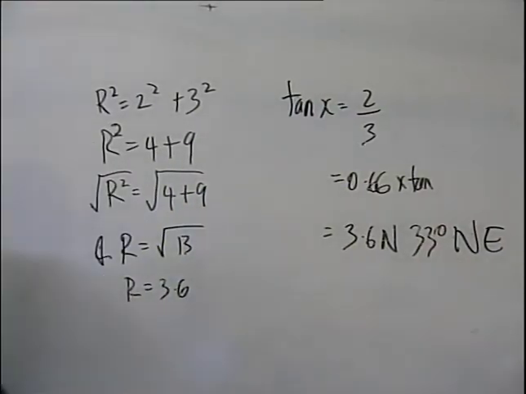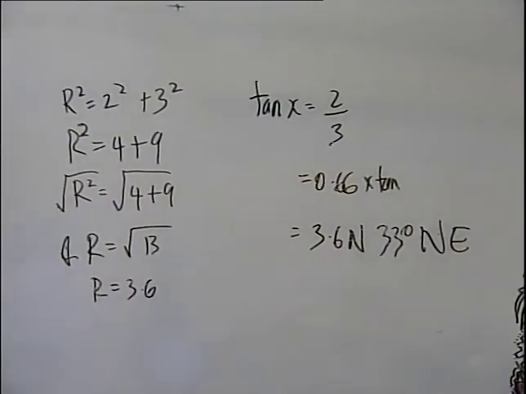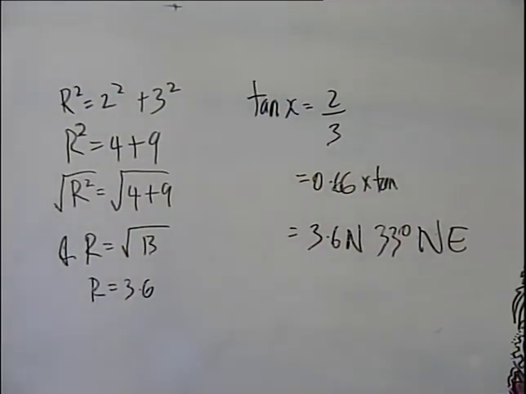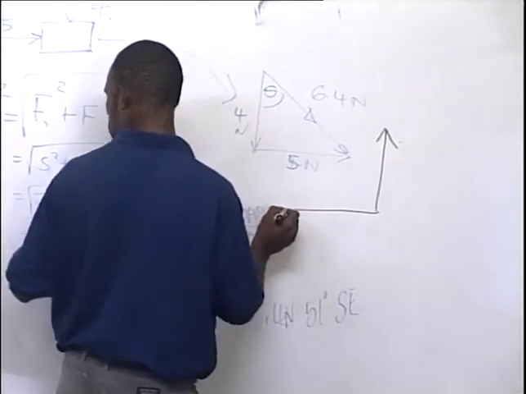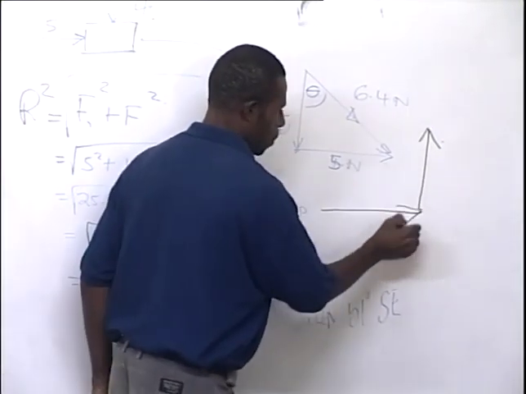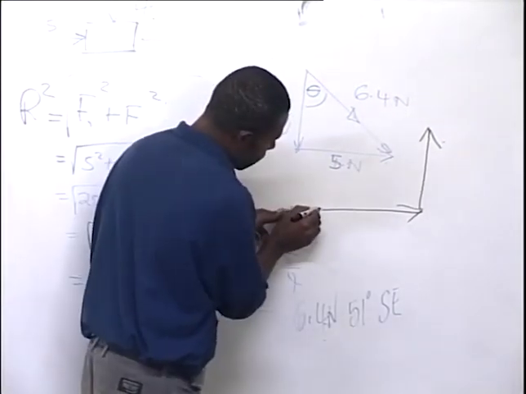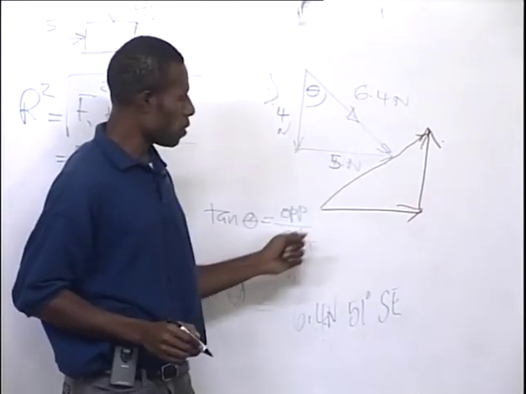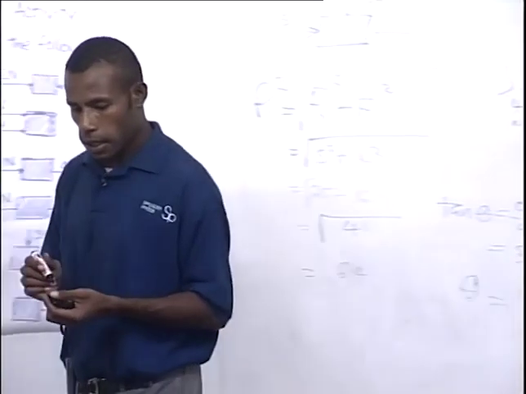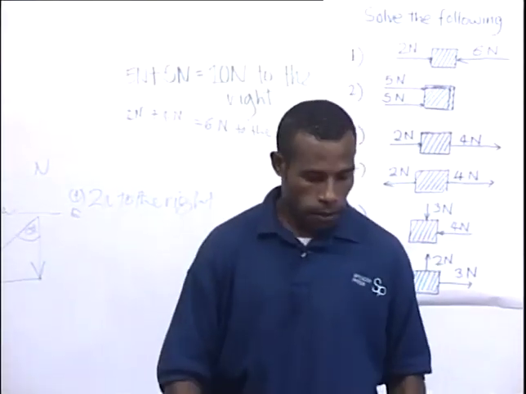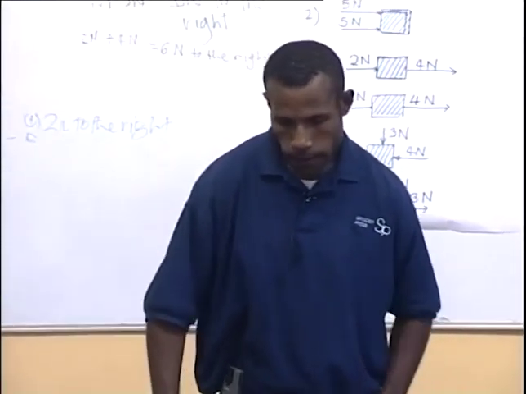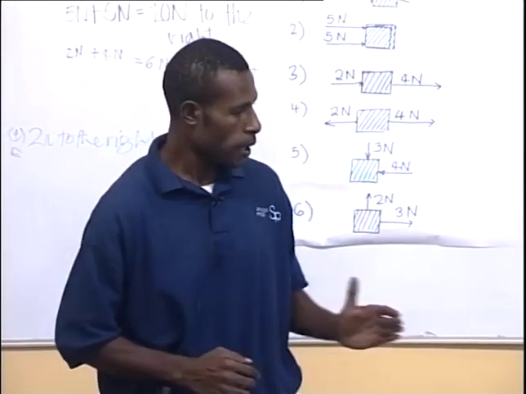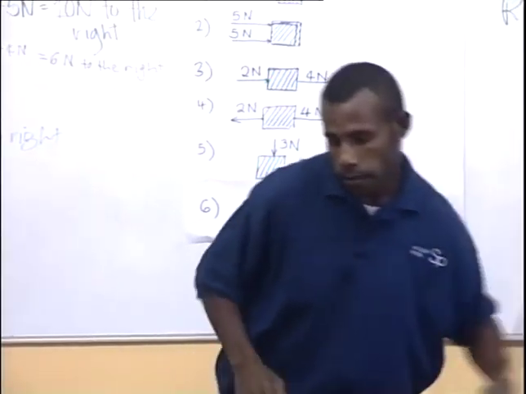Okay, why do we have northeast? Simply because, if this is 2 newtons, and you have 3 newtons which is in that direction, that means the resultant would be moving in that direction. So we have northeast. Okay, those are the answers to the activity questions.